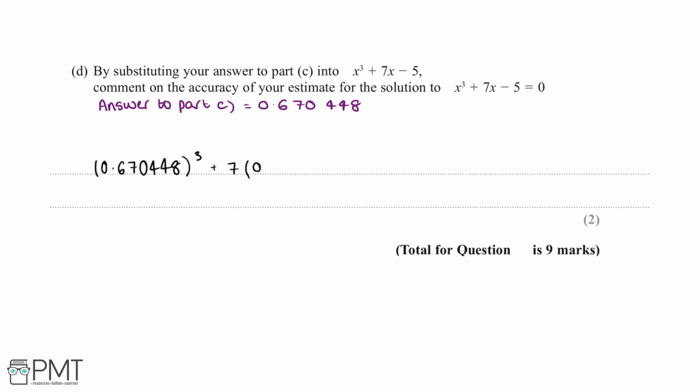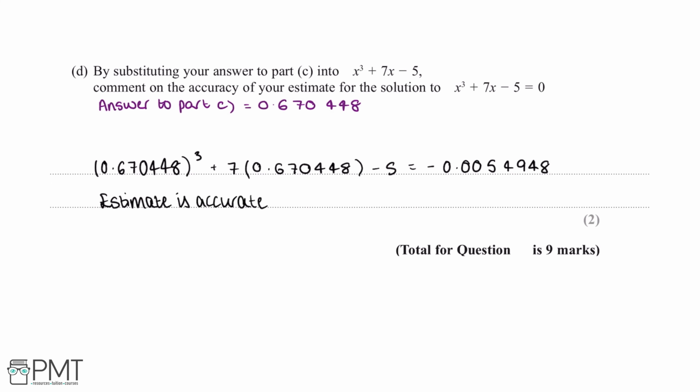0.670448 cubed plus 7 multiplied by 0.670448 minus 5. And this gives us an answer of negative 0.0054948. So as we can see, negative 0.0054948 is fairly close to 0. So we can say that our estimate is pretty accurate. So now the final thing we need to do is write down our reasoning. So we can write something along the lines of the estimate is accurate because the substitution gives us a value which is close to 0.